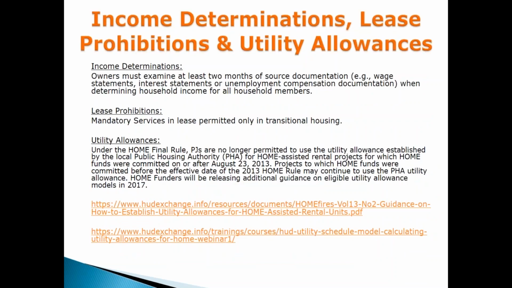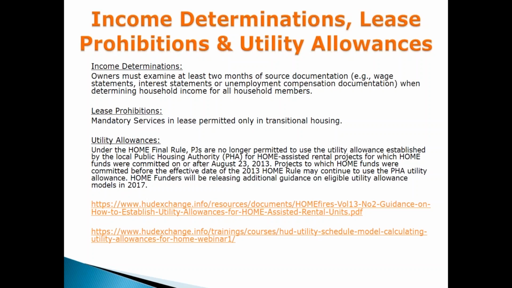All right, so a few of the things that changed. They made clear in this new final rule that owners must examine at least 2 months of source documentation, such as wage statements, unemployment compensation documentation, when determining household income for all household members. So 2 months of source documentation. It also clarified that mandatory services are only permitted in transitional housing programs.